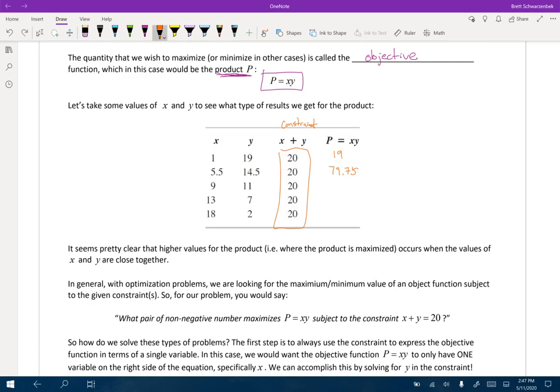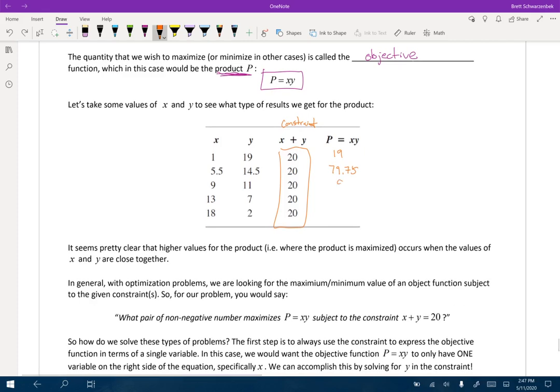Now, what if we went to the next one? Let's go a little bit closer together, 9 and 11. 9 times 11 makes 99. So far we have 9 and 11 winning the race. Why don't we pick a couple other ones just for argument's sake? We'll pick 13 and 7, which is a product of 91, and 18 and 2, which is a product of 36. So far the middle one seems to be the one that is winning because it has the greatest product.